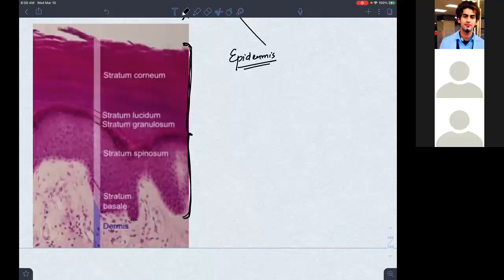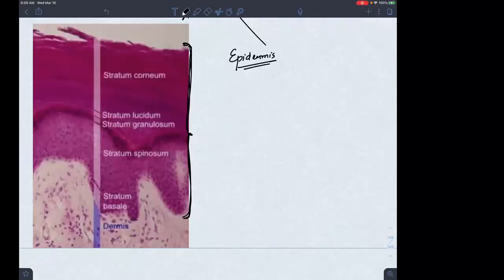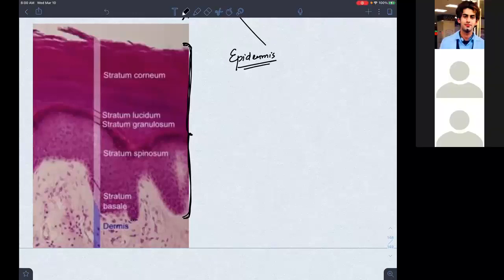I used to learn it in a crude way: corneum, lucidum, granulosum, spinosum, basal. This is how I learned. Okay, hitting my head to the wall. But you have to learn it in a simple way, giving you some mnemonics. Okay, how to learn all the layers.